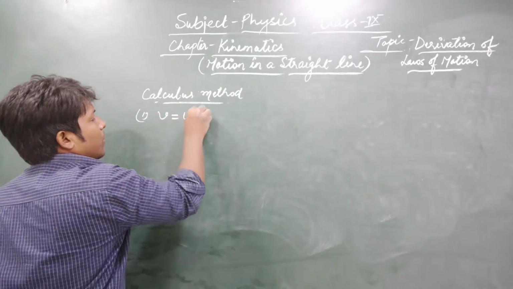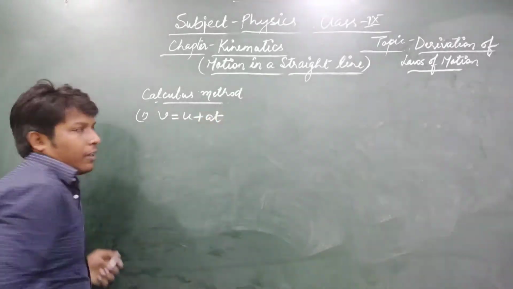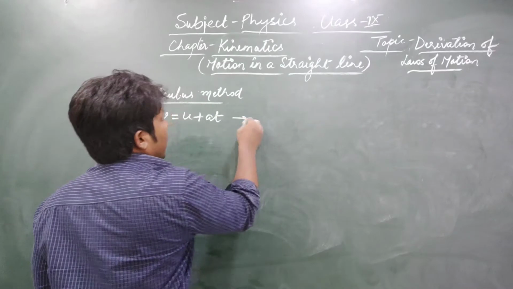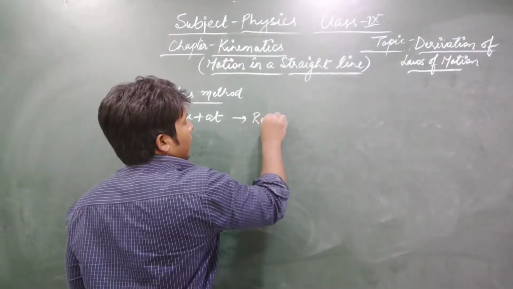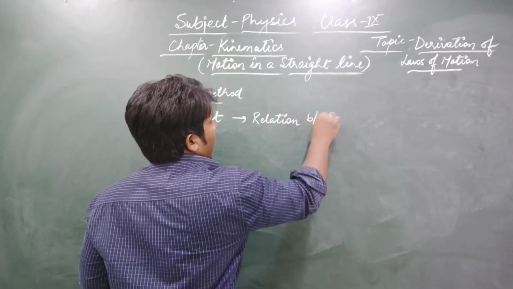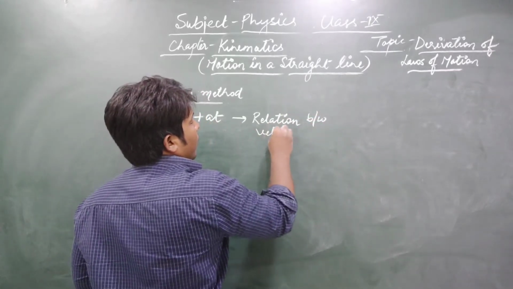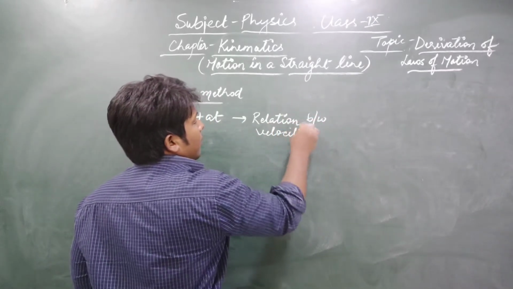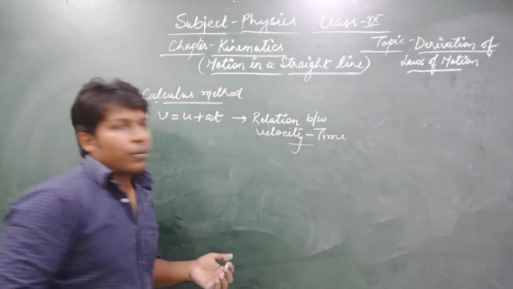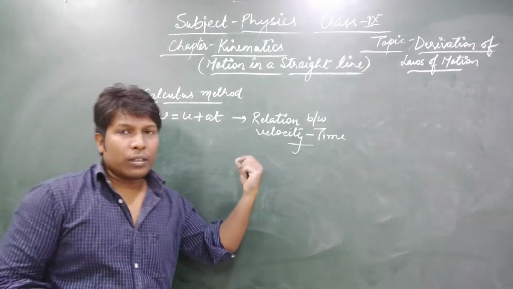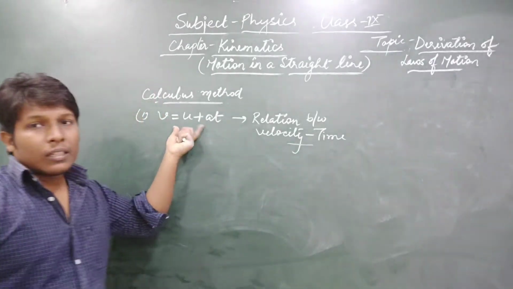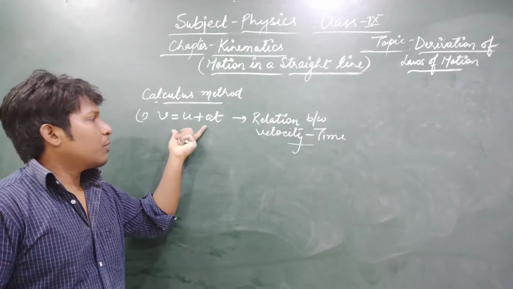First is v is equal to u plus at, and this is called the relation between velocity and time. In any question, if you are asked to find the velocity or find the time, you have to use this formula, the first equation of motion.